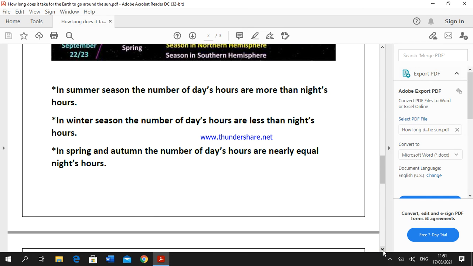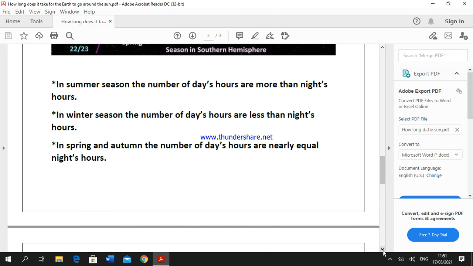In the summer season, the number of day hours is more than night hours. Okay? Because in the summer season, the part of the Earth becomes nearer to the Sun, while in the winter season the number of day hours is less than night hours. Okay? Because the part which has winter becomes far away from the Sun. But in spring and autumn seasons, the number of day hours is nearly equal to night hours.